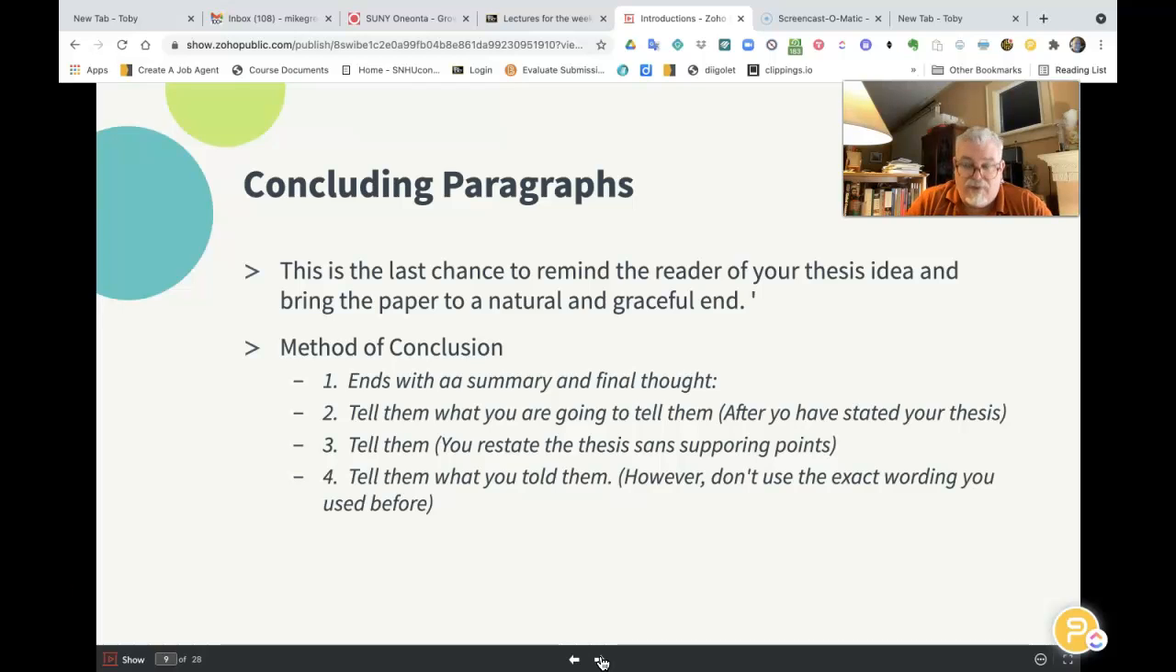Here's a good example. When Army instructors train new recruits, each of their lessons follows a 3-step formula. And here is our formula. You're going to end with a summary and a final thought. First, you tell them what you're going to tell them, okay? So you're going to remind them about the 3 premises that you talked about.